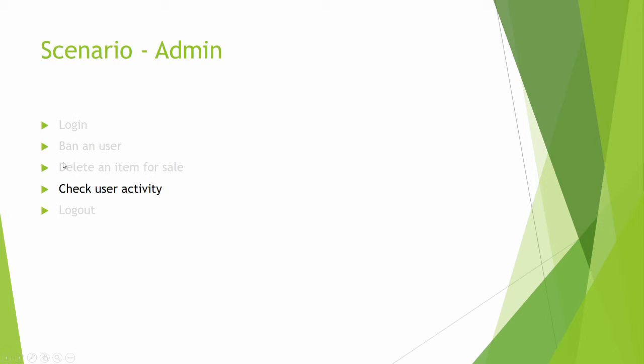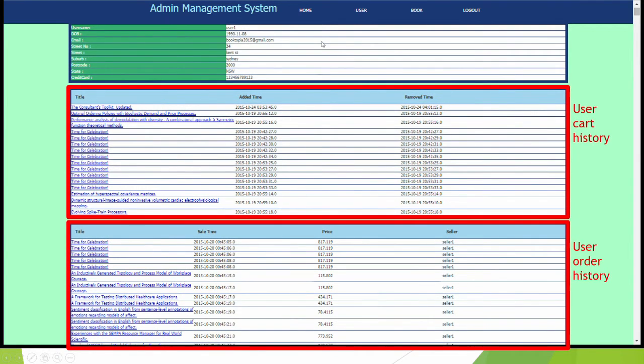And let's look at what happens when the admin wants to check the user activity. When the user is selected, the detail view of the user is separated into two parts. The first part is the user cart history. It lists all the user cart activity, including the item, the add time, and the remove time. Also, you include the user order history, which includes all the books the user bought and who the seller is.